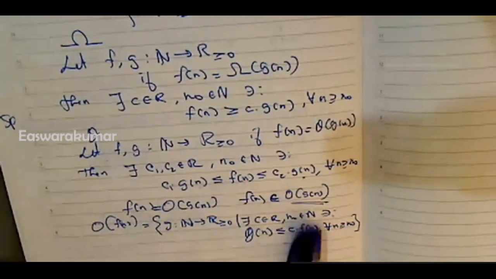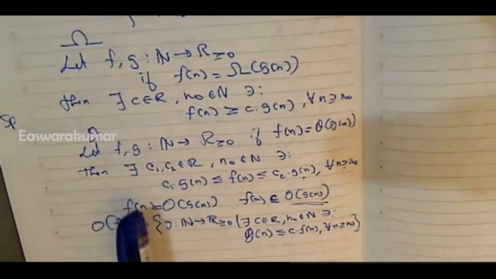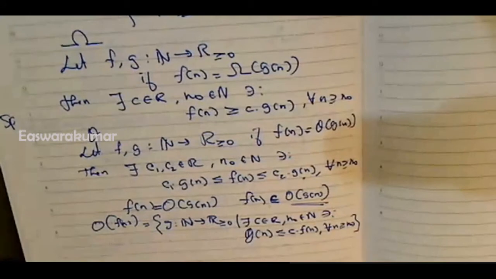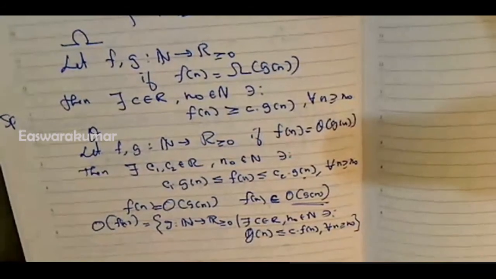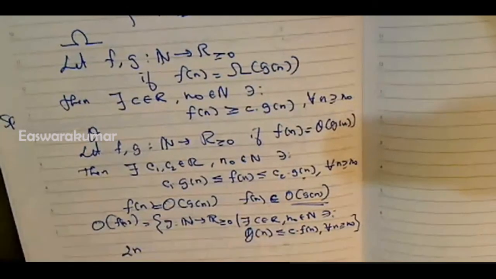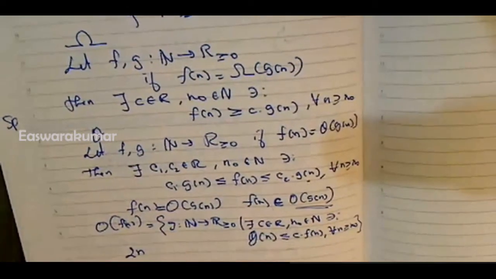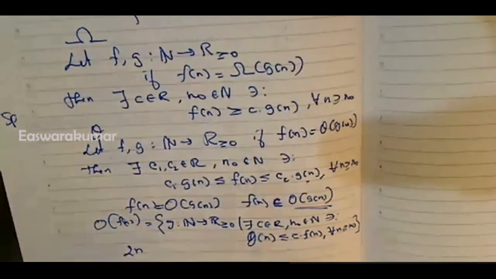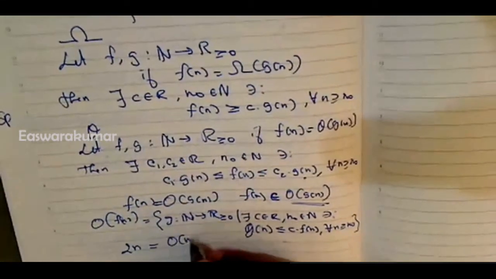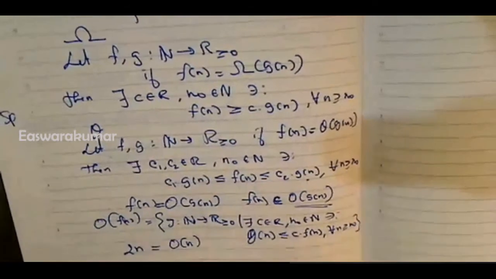So that means out of the set, g is one of the functions in the set. That's what we have to consider. For example, if we have an algorithm whose time complexity is something like 2n, how do we write it in big O? It's big O of n, right? We write it as big O of n.